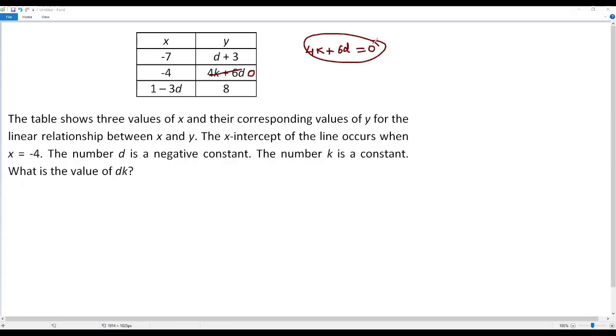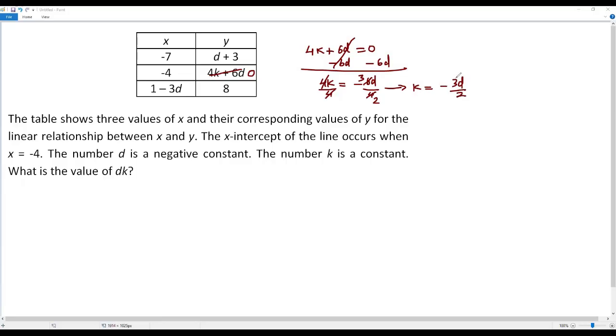Now let's solve for k in this equation. Then we have to subtract 6d from both sides of the equation. Then this positive 6d, negative 6d will cancel out. I am getting 4k equals negative 6d. Let me divide both sides of the equation by 4. Then this 4 will cancel out. Here 2 goes into 4 2 times and 2 goes into 6 3 times. I am getting k equals negative 3d over 2.